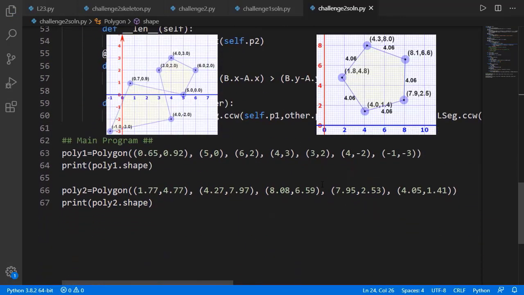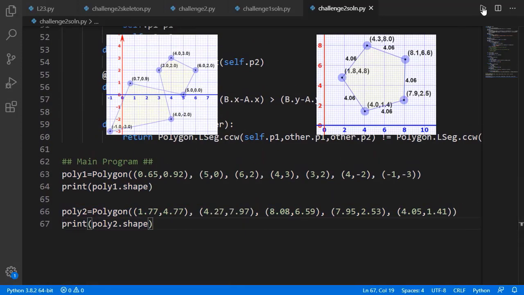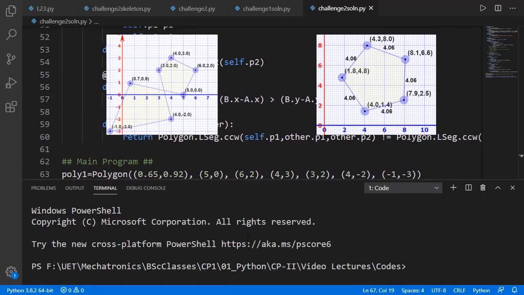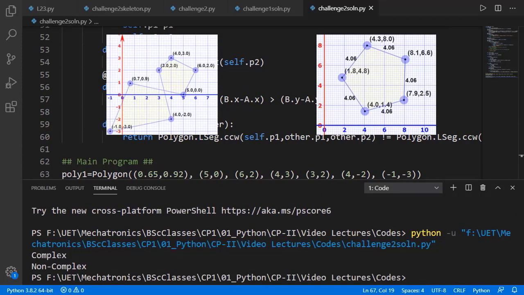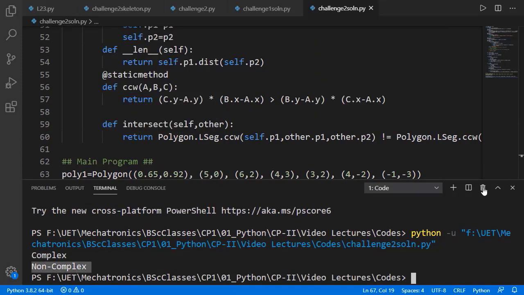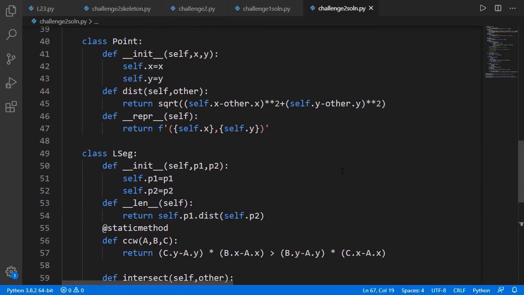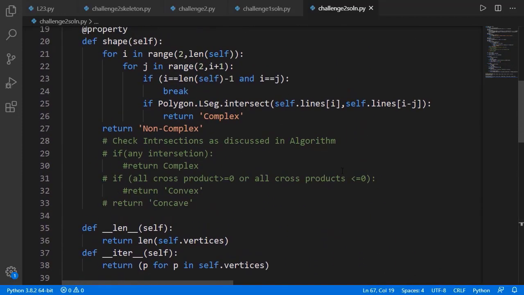Let's check the output for two polygons where the first one is complex and the second one is convex. You can see the correct output. So we have implemented this part, and now for the non-complex polygons we have to differentiate between convex and concave.